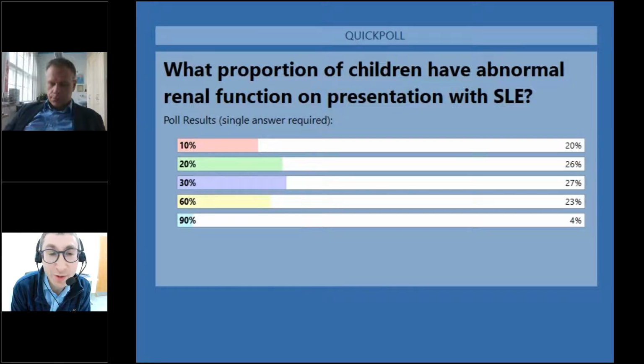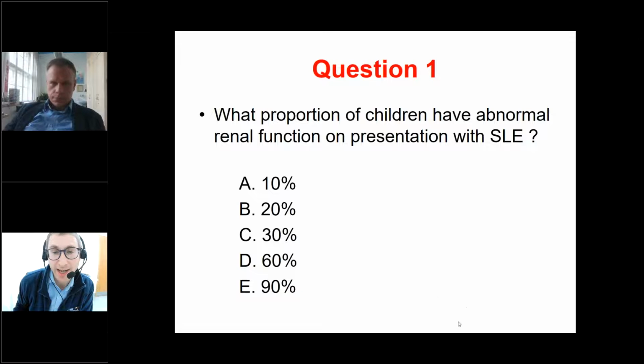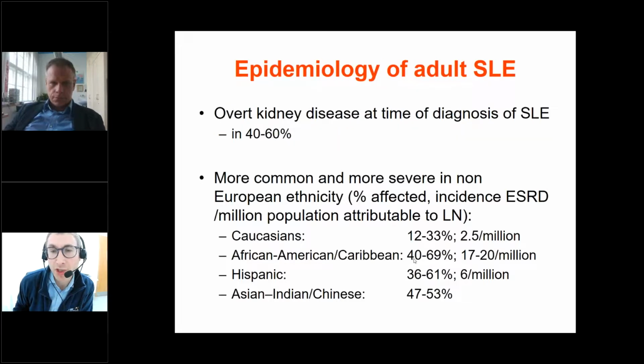Thank you, Marina. So yes, the correct answer is actually D, which I think was 23% of you. So if you look totally in the adult population, overt kidney disease is present at the time of diagnosis in between 40 and 60%. The highest percentage I could find was our national cohort study in the United Kingdom, the United Kingdom Juvenile SLE cohort, where we actually had up to 80%. But many of these patients have a slightly abnormal creatinine, they've been not feeling well, not drinking as well, and then as soon as they get admitted with a bit more fluids, they actually improve.